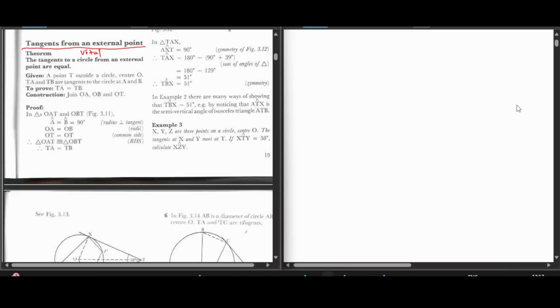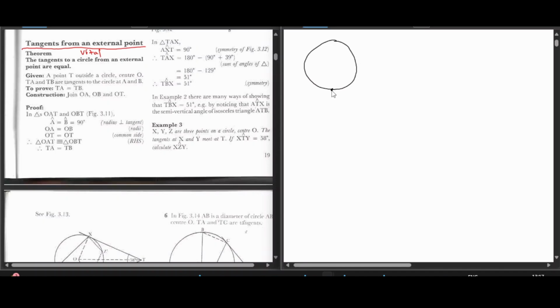Good day, good people. In today's lesson, we continue with circle geometry, tangents from an external point. But before we get into today's lesson, I just want us to have a quick revision of the work we did when we looked at tangents and radius. So firstly, we have our circle.